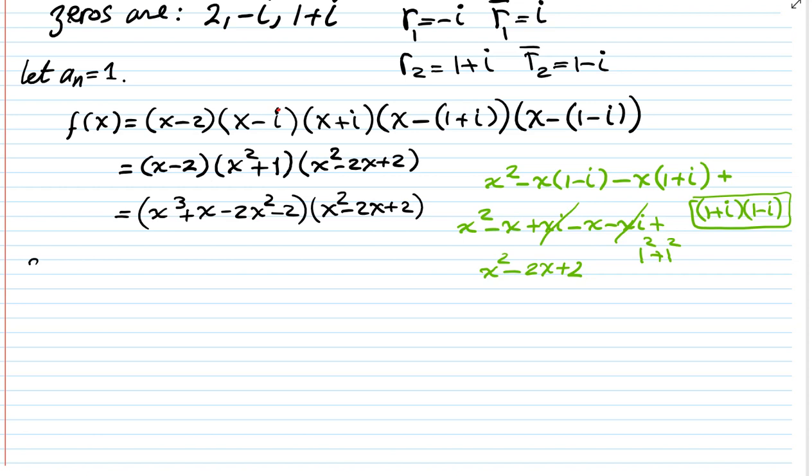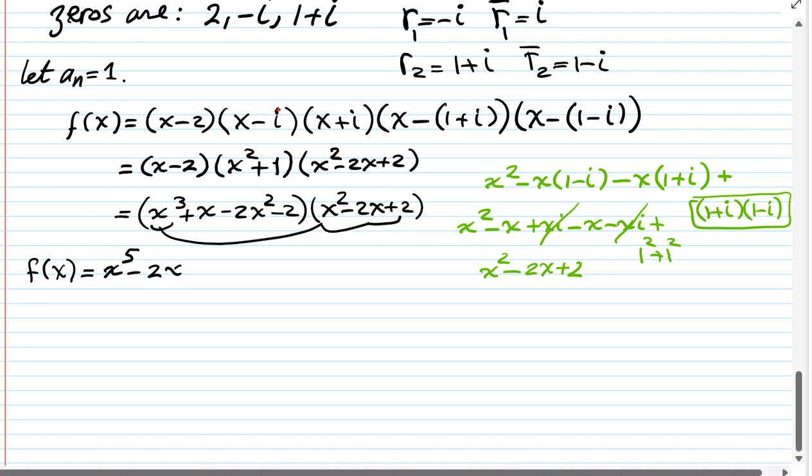Okay, therefore, f of x is equal to, I'm going to distribute x times these 3, x cubed. Then I'm going to distribute x times those 3, then negative 2x squared times those 3, then negative 2 times those 3. That's exactly what we're about to do. So let's do x cubed times these 3. X cubed times x squared will be x to the 5th. Next one would be negative 2x to the 4th plus 2x cubed, right?